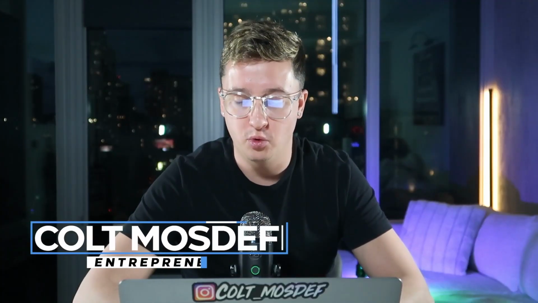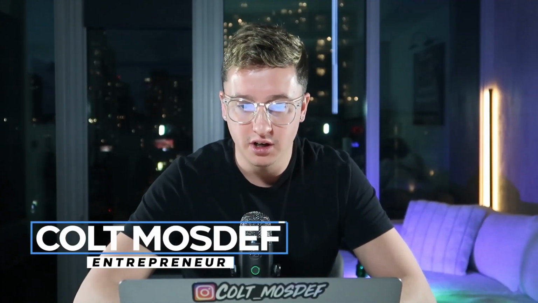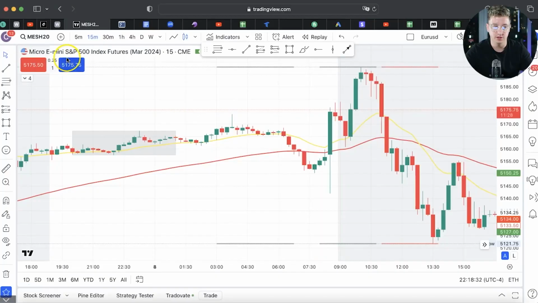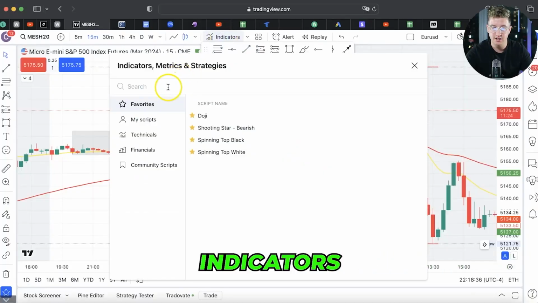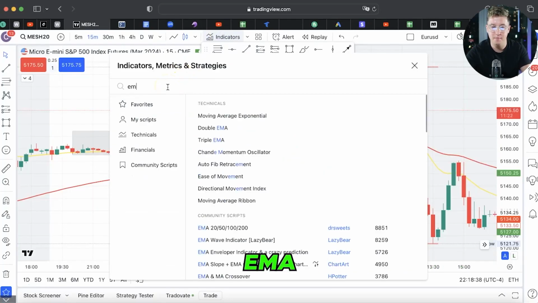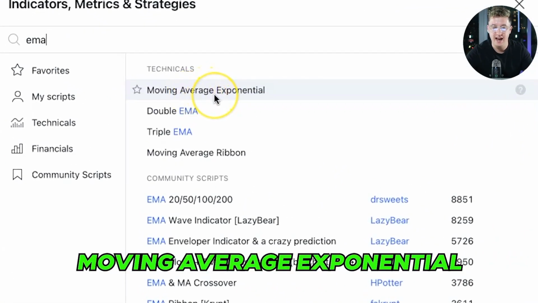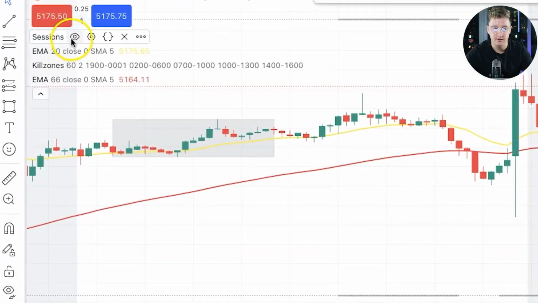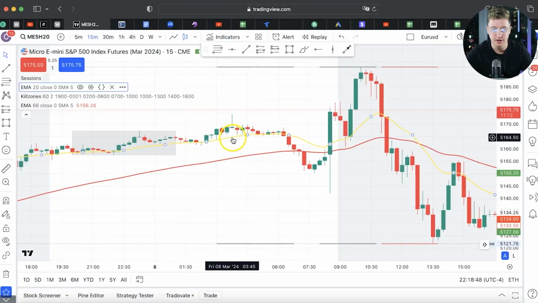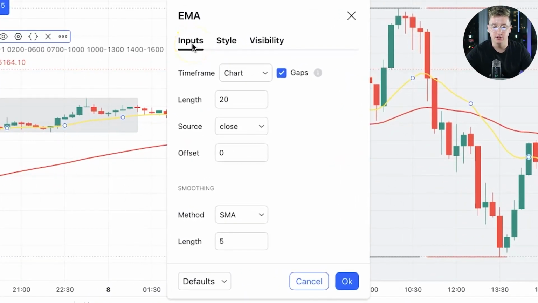Okay, ladies and gentlemen, welcome into my computer. The first thing that we want to do is obviously go to tradingview.com, but you guys want to go to indicators and you want to type in EMA and you want to add moving average exponential. Once you do that, you're going to go to the side right here where it says the settings, and I'm going to click it. And for the inputs, for the length, you want to put it at 20. All this other stuff down here is fine.